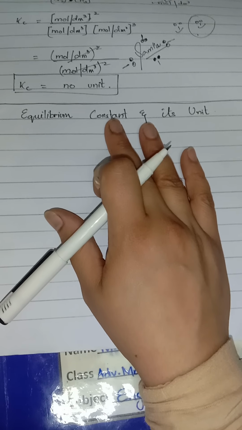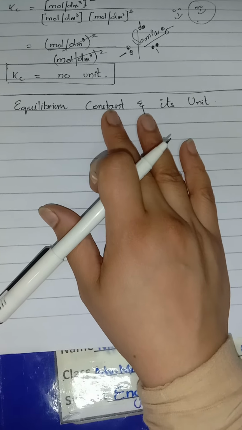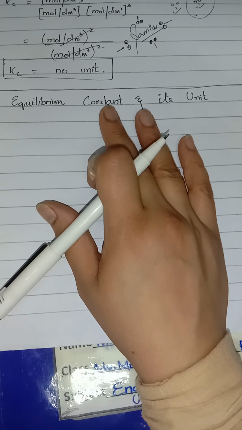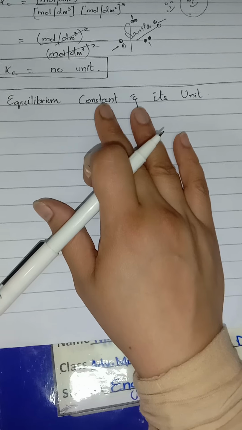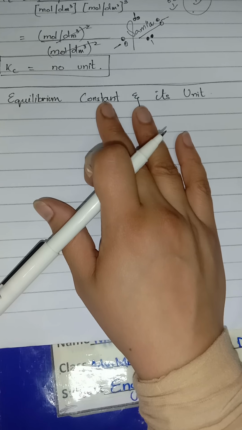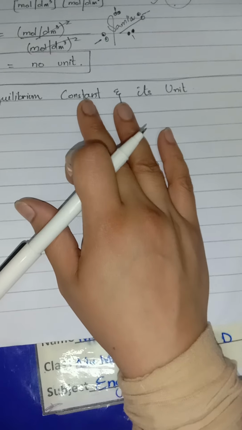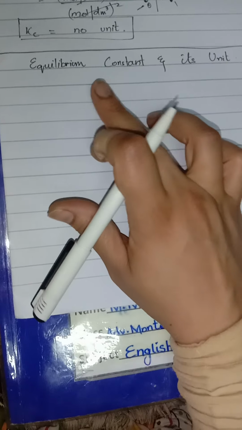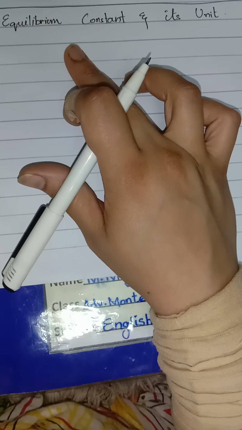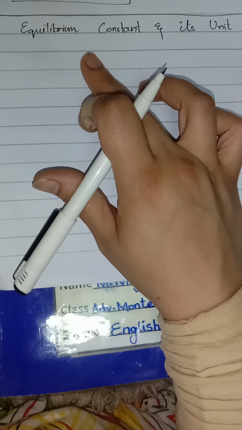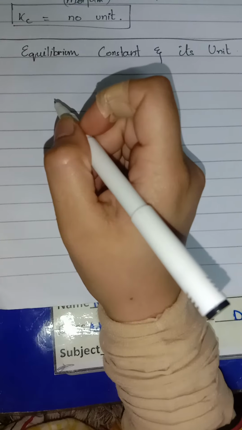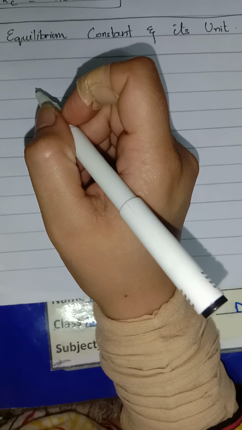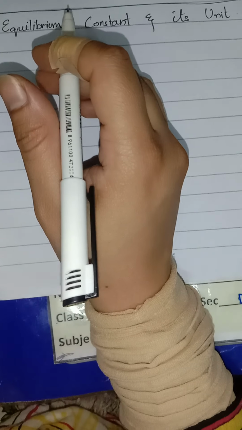In this topic, previously we have done what is a reversible reaction, what is an equilibrium constant, how the equilibrium constant can be derived, and what are the basic characteristics of an equilibrium constant, in which we have seen how the equilibrium constant shifts if we change the conditions of the equilibrium. Today we are going to study the equilibrium constant and its unit, and it is a very important topic in this regard. First of all, we will take an example, and I'll explain how we can calculate the equilibrium constant expression.